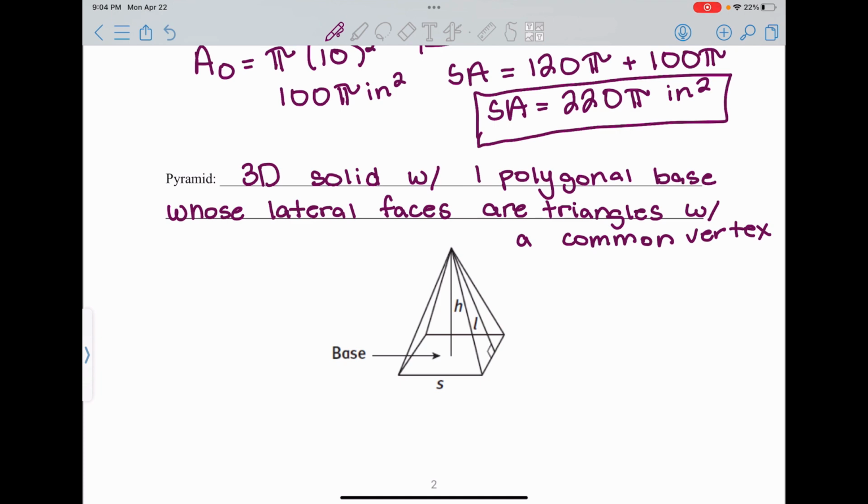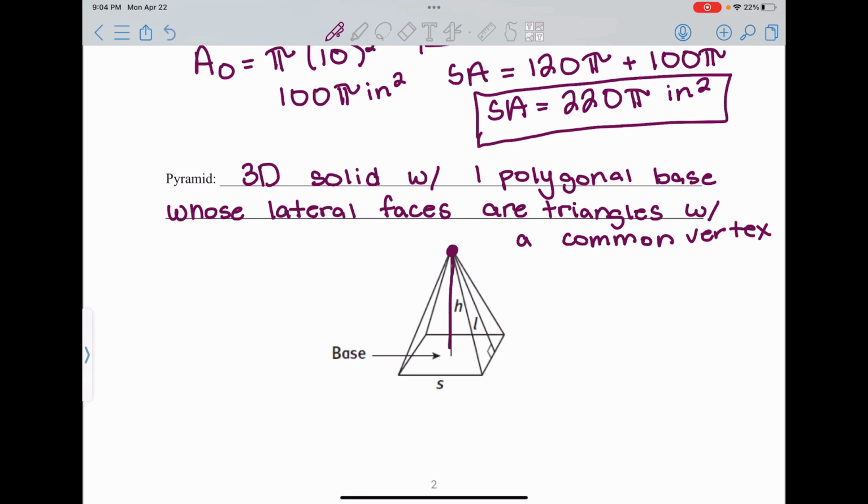A pyramid is a 3D solid with one polygonal base whose lateral faces are triangles with a common vertex. So notice how this is different than a prism because I only have one base and all my lateral faces are triangles that come to a point at the top. So let's go over some vocabulary.